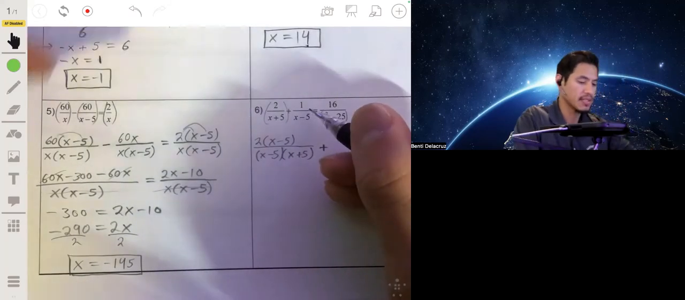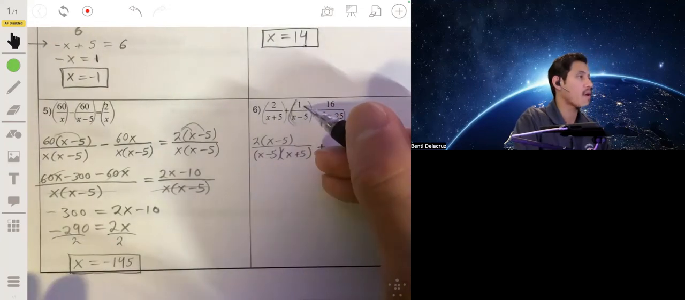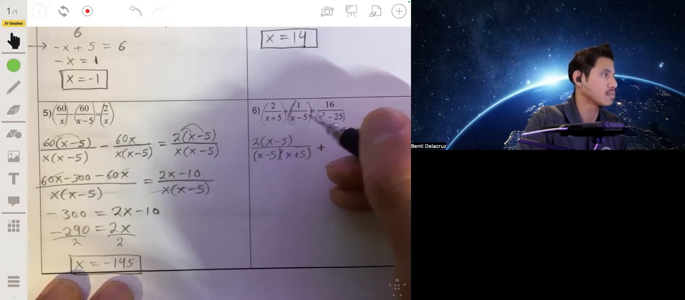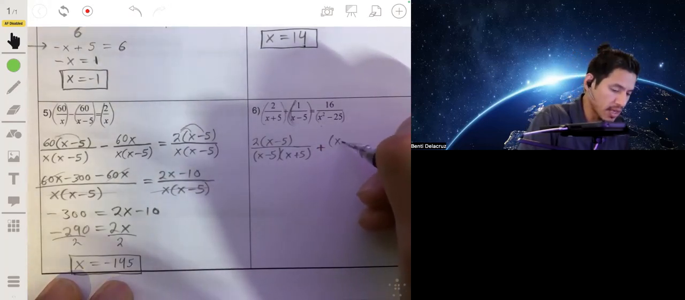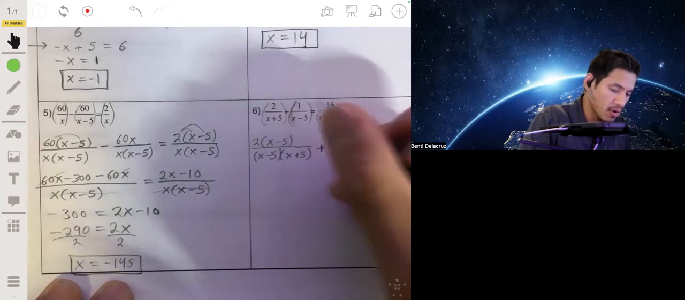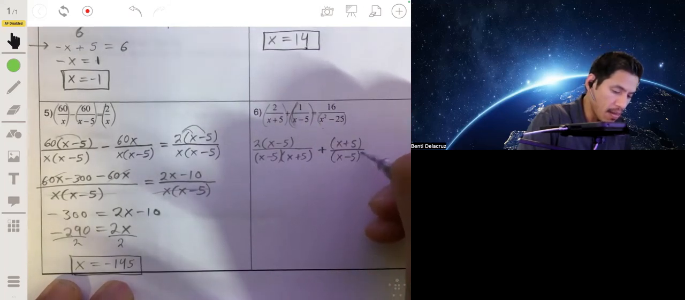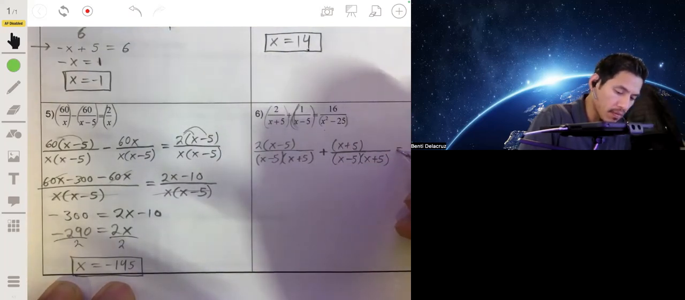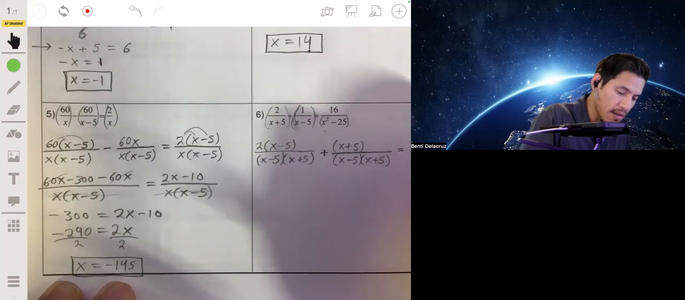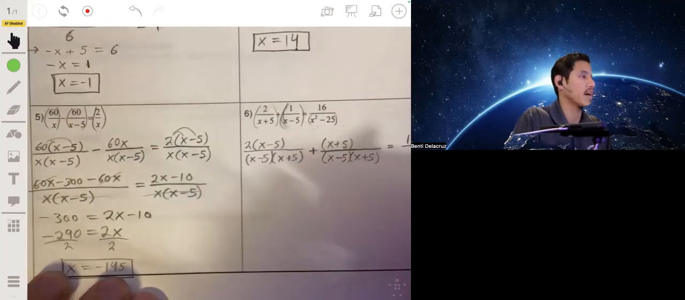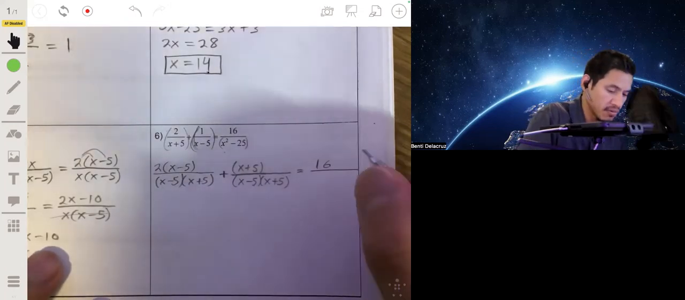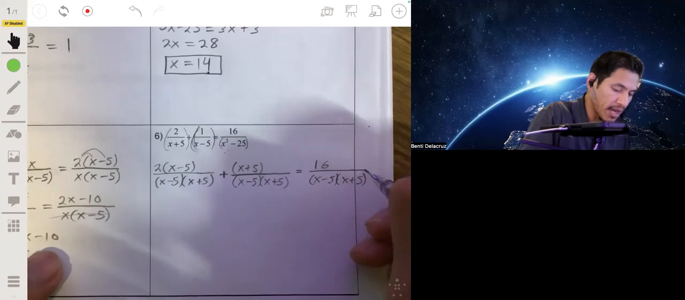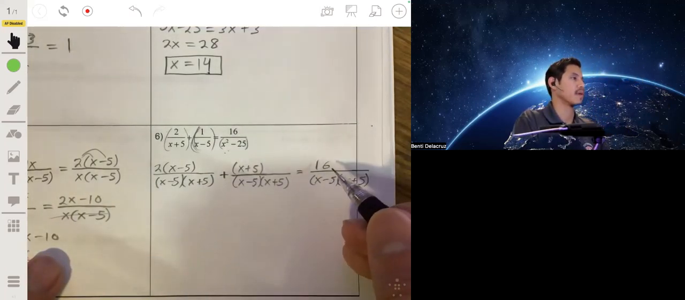plus, and the second expression, we're going to multiply by x plus 5 over x plus 5. So we're going to have just a 1 times x plus 5 on top over an x minus 5 times an x plus 5 is equal to 16. And again, x squared minus 25 actually factors right into x minus 5 times x plus 5. So we don't have to multiply this term by anything.